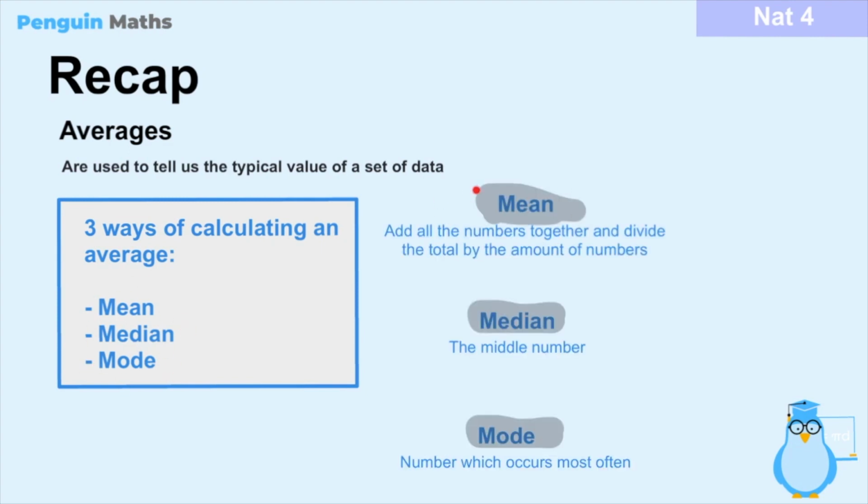The mean is the most common way of calculating the average, and to do this we simply add all the numbers together and divide by the total amount of numbers. The median is just simply the middle number of the set of data, and the way we calculate this is to put all the numbers in order from smallest to biggest and identify the number in the middle. And finally, the mode is just the number which occurs most often within the data set.